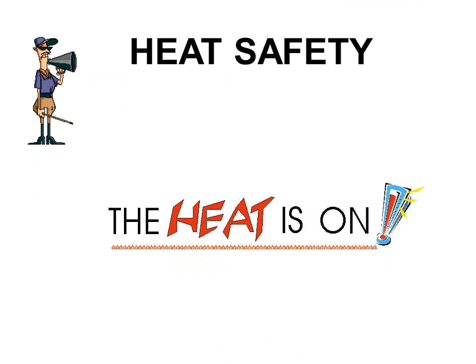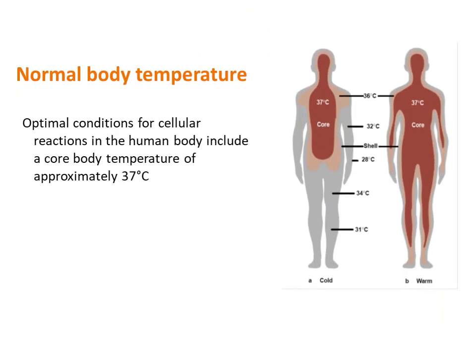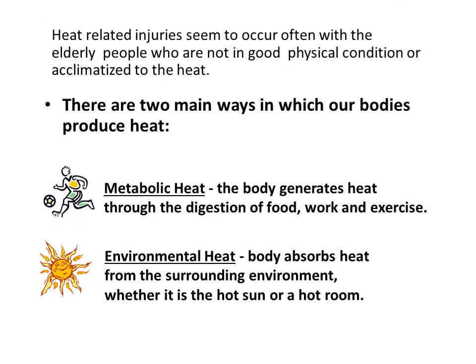Today we will discuss heat-related health issues. Do you know, optimal conditions for cellular reactions in the human body include a core body temperature of approximately 37°C. Heat-related injuries seem to occur often with elderly people, who are not in good physical condition or acclimatized to the heat. There are two main ways in which our bodies produce heat.